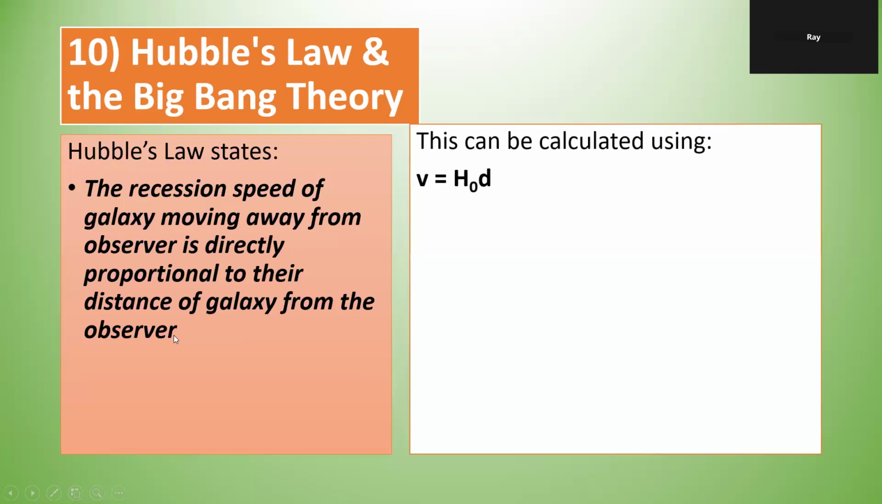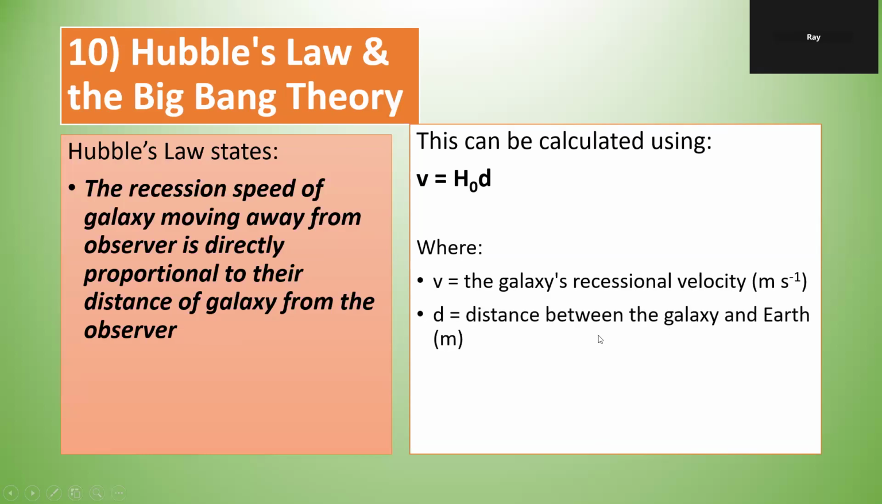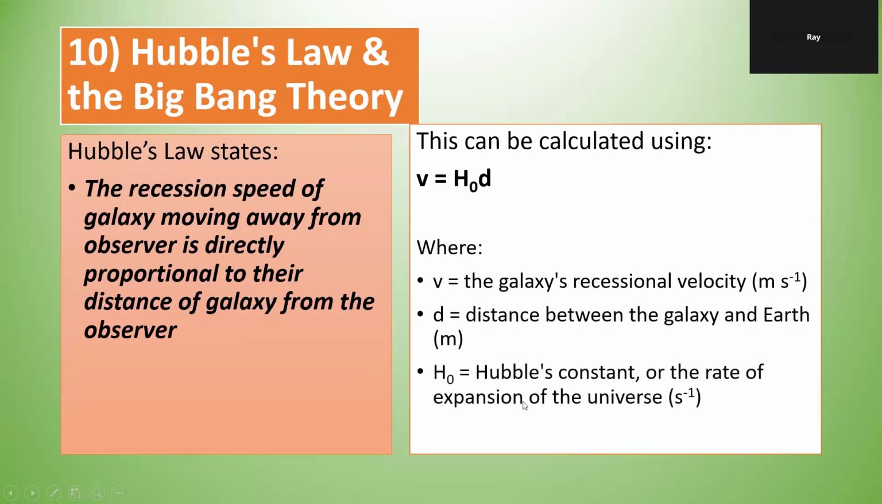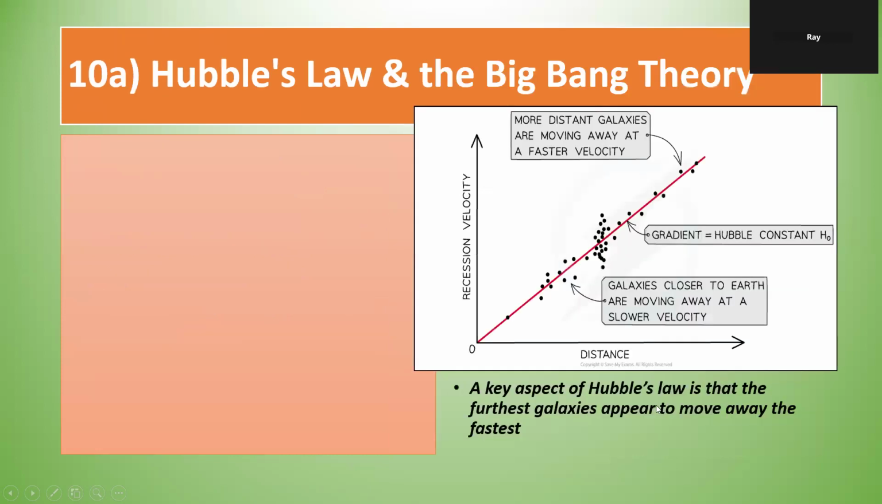Right? In formula form, V equals H0 times d, where V is the galaxy's recession velocity in meters per second, d is the distance between the galaxy and the Earth, and H0 is Hubble's constant, or the rate of expansion of the universe. Okay. Hubble's constant, or rate of expansion of the universe. There's a value given in the data sheet. That's the graph.